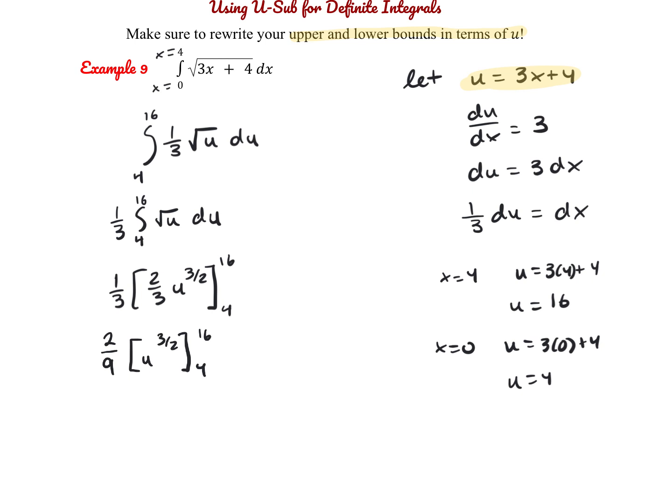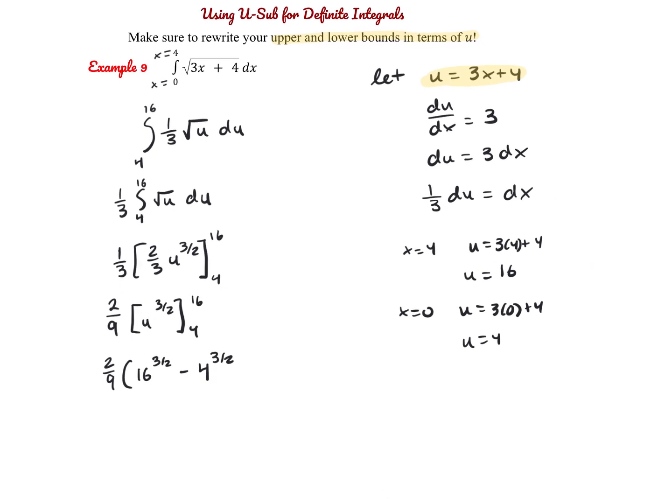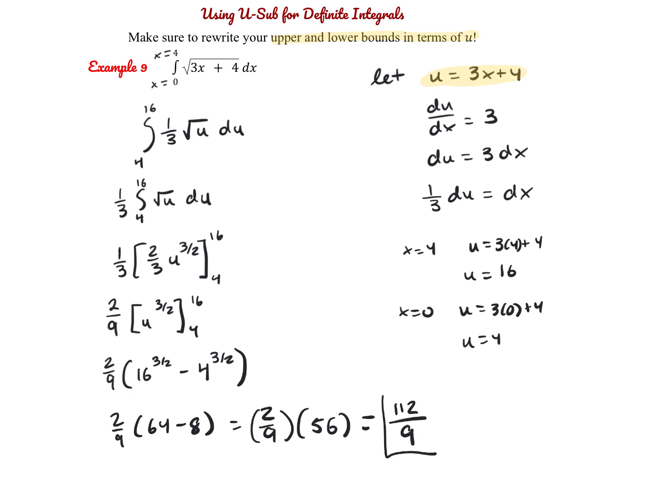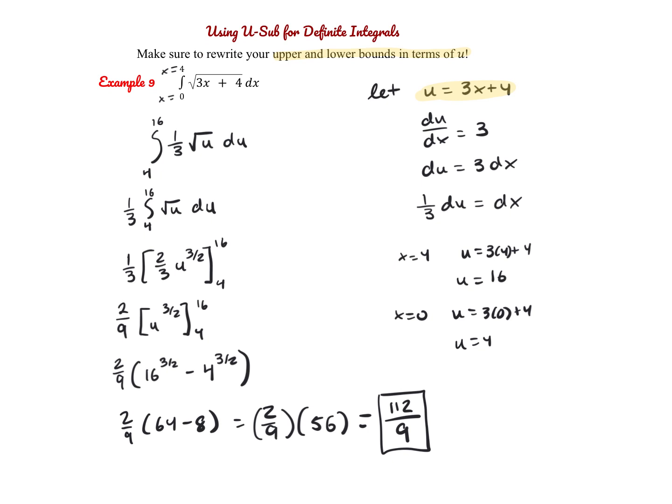So then that leaves us with 2/9 times, we have 16 to the power of 3 halves minus 4 to the power of 3 halves. Let me zoom out a little bit. Which gives us 2/9 times 64 minus 8. So 2/9 times 56. So that gives us 112/9. So again, when we're doing U-sub with a definite integral, same process, except we need to remember to redefine our upper and lower bounds in terms of u.